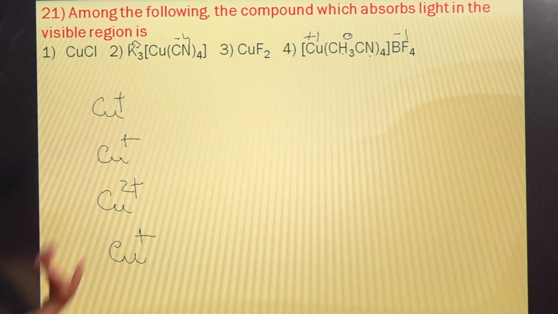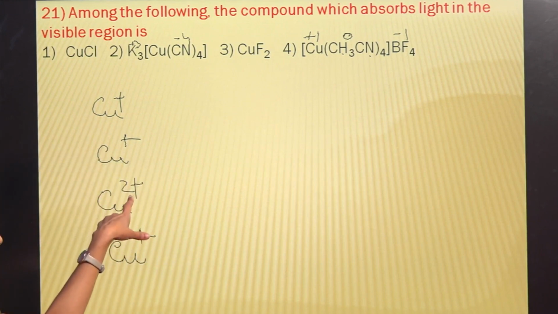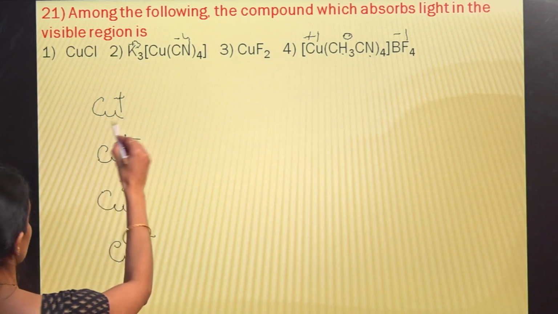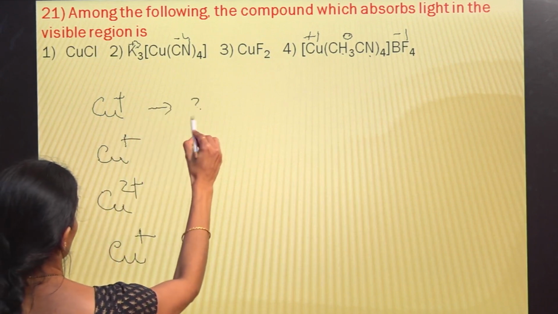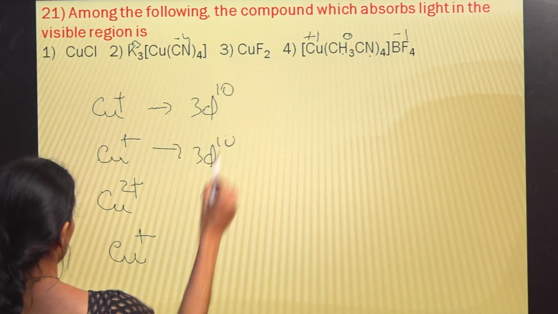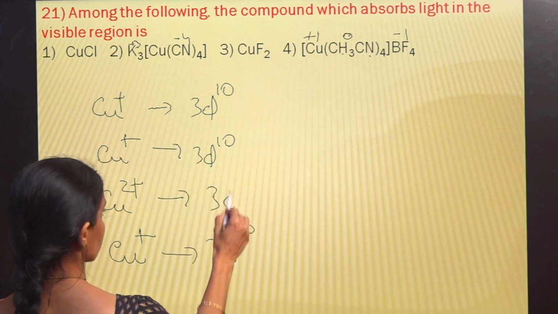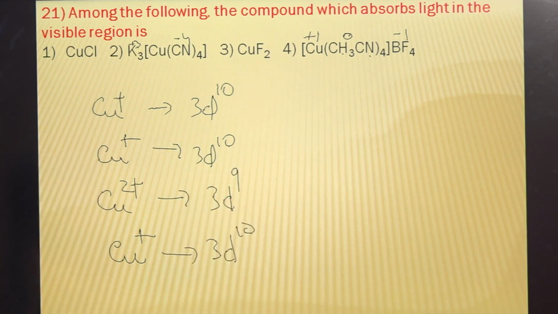In the first two compounds, copper is present in +1 form. Only in the third compound is copper present in 2+ form. Cu+ is a d10 system, correct? Cu+ is a d10 system and Cu2+ is a d9 system.